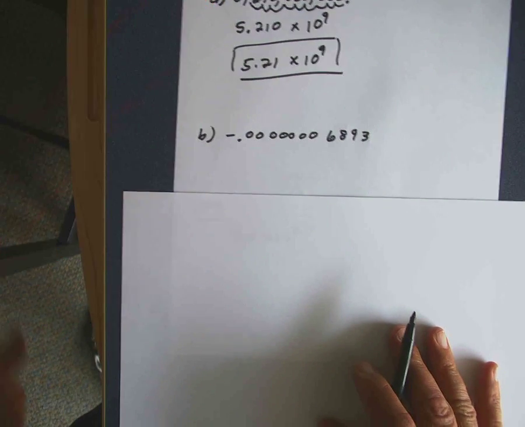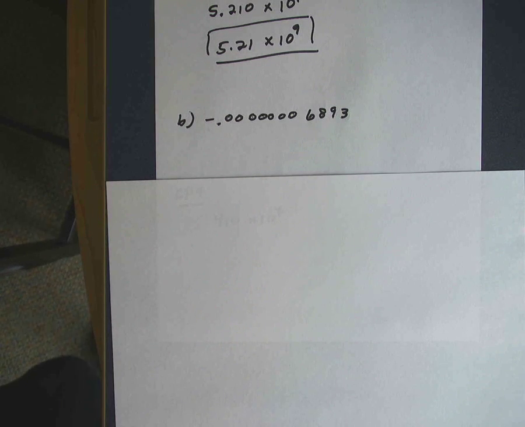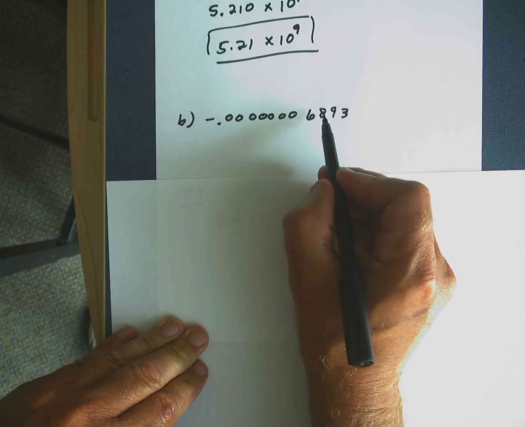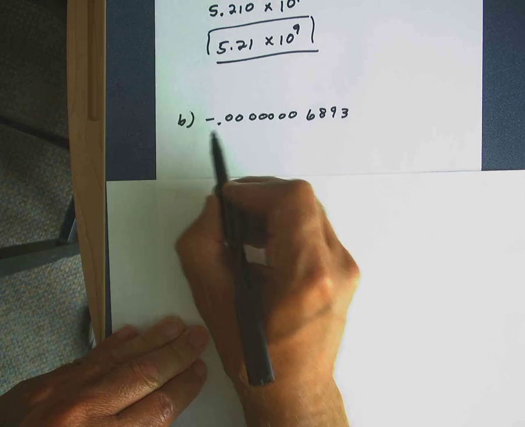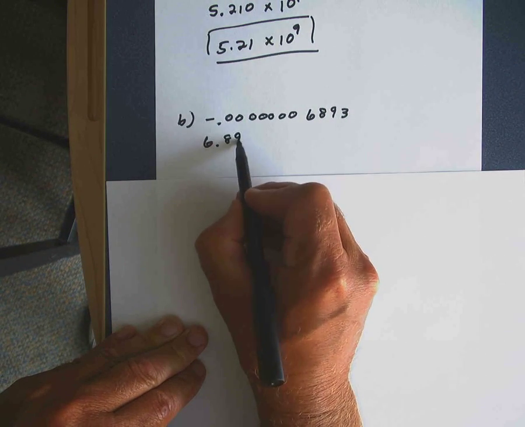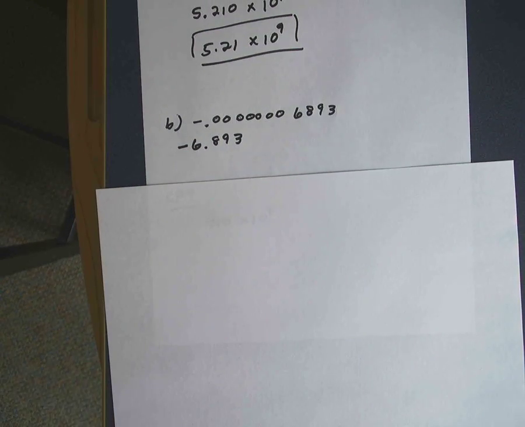The second example has a very small number, so a bunch of zeros to the right of the decimal, then the number. We need to be able to write this number starting with 6, and then these numbers to the right, 6.893. I would take that first, and it's also negative, so we'll put the negative there. That would be the starting point.